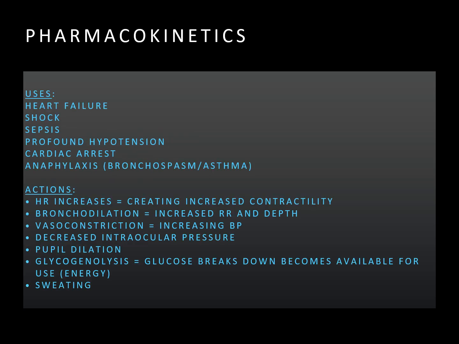Okay, so let's take a few minutes and talk about the uses of these neurotransmitters and adrenergic agonists: heart failure, shock, sepsis, hypotension, cardiac arrest, and anaphylaxis. A lot of those are similar except for anaphylaxis. You're going to see a lot of medical diagnoses here where it's going to affect the heart rate, the heart contraction, and the blood pressure in most of those circumstances. Again, anaphylaxis also involves bronchospasm.